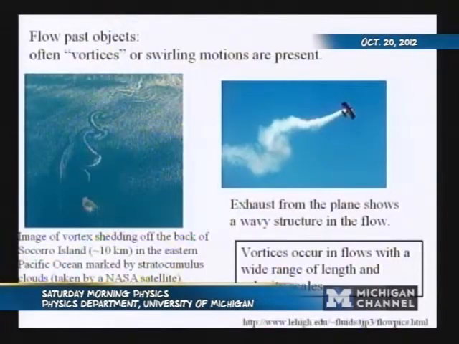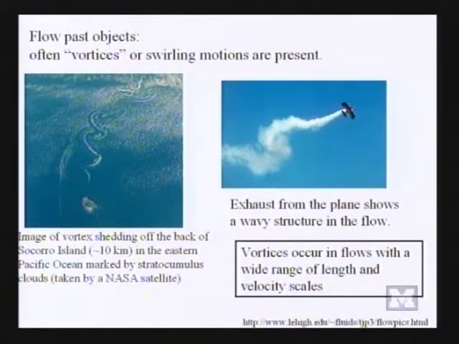So one thing that often happens when you have a fluid moving is you get these things called vortices. And that's basically the fluid develops a rotation or a swirling motion. And that can arise in a variety of situations. And it's just a very general phenomenon in fluid dynamics. It sort of arises naturally when you try to solve the equations. So on the left, I have an image of vortex shedding off the back of Socorro Island, which is in the Pacific Ocean near Mexico.